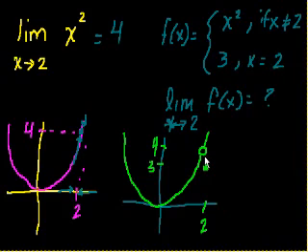At x equals 2, we have a gap in the graph, and then after x equals 2, we keep moving on. And that gap is defined right here. What happens when x equals 2? Well, then f of x is equal to 3.